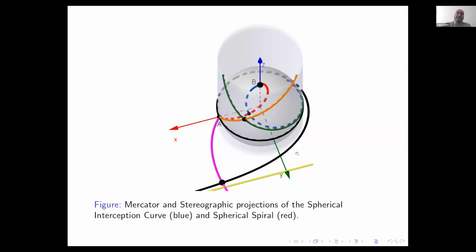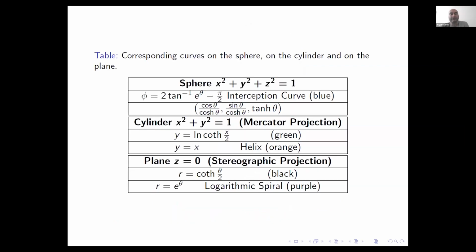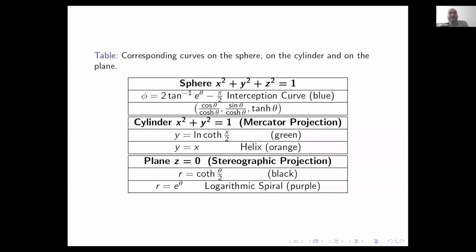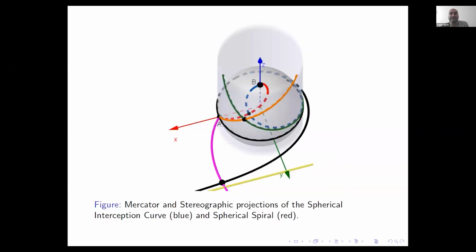And some of these curves are familiar curves. I put them all in this table. So this phi is our interception curve. That red one is the spherical spiral. On the Mercator projection, we obtain this function y equals ln coth of x over 2, which is, by the way, inverse of itself, and y equals x, which is the helix, which are here.